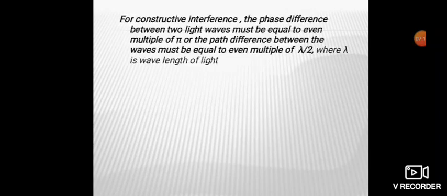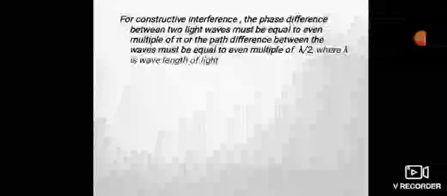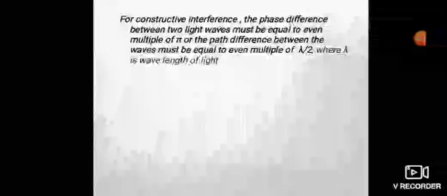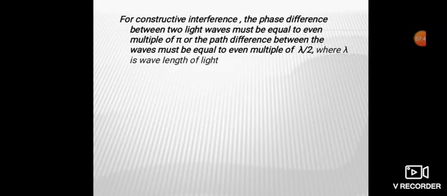Therefore, for constructive interference, the phase difference between the light waves must be equal to an even multiple of pi. Or the path difference of the waves must be equal to an even multiple of lambda by 2, where lambda is the wavelength of the light.